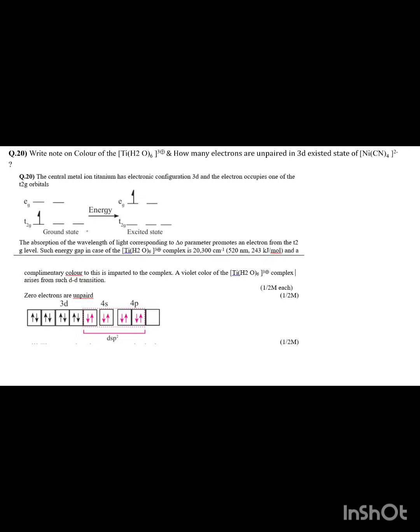Second question is, how many electrons are unpaired in 3d oxidation state of Ni? कितने इलेक्ट्रॉन अनपेयर्ड हैं? 0 इलेक्ट्रॉन अनपेयर्ड हैं. This is the configuration of NiCl4 which has dsp2 configuration. तो एक भी इलेक्ट्रॉन अनपेयर्ड नहीं है, तो इसका आंसर है 0 अनपेयर्ड इलेक्ट्रॉन.